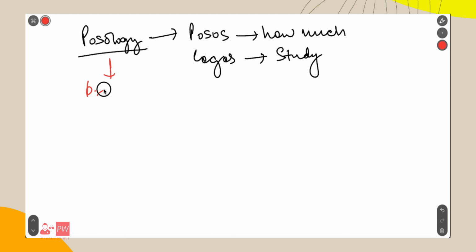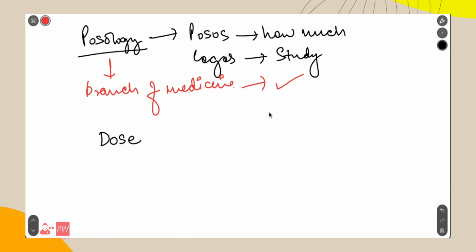It is the branch of medicine that is concerned with the determination of appropriate doses of drugs. Next is dose and dosage.